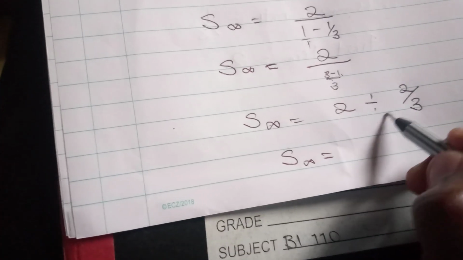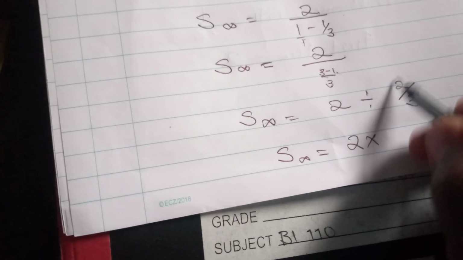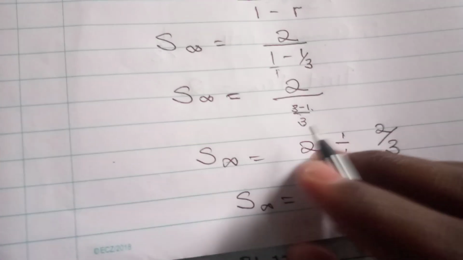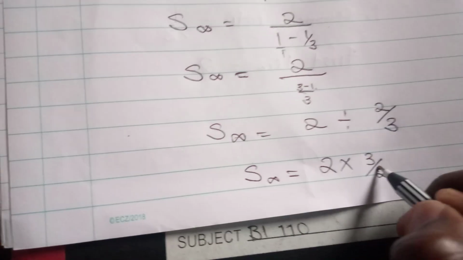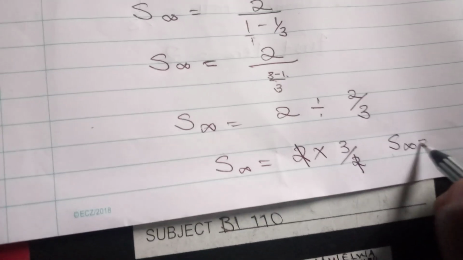And then from there, sum to infinity, you're going to introduce multiplication, that is 2 times where these numbers, they're going to reciprocate. So when they reciprocate, you're going to obtain 3 over 2. So there 1, there 1. So your final answer for the sum to infinity is equal to 3. So this is the final answer. So those are the possible solutions.